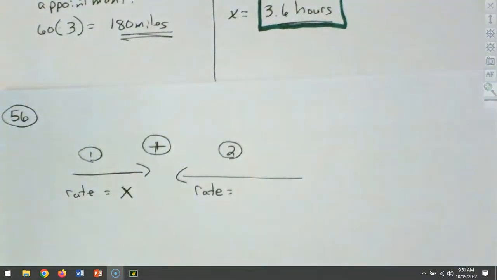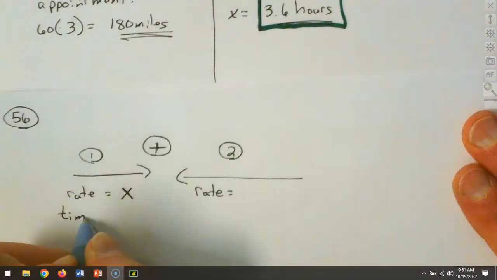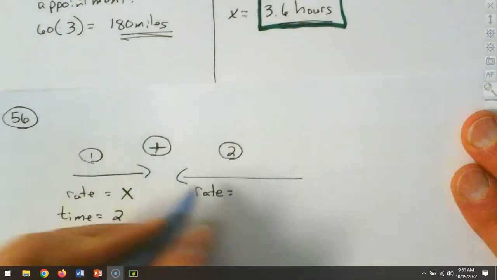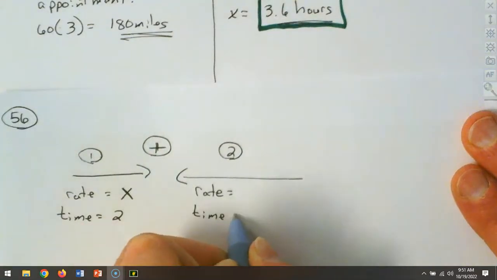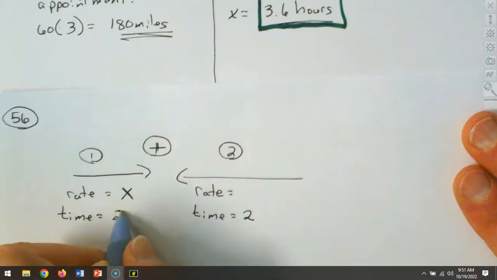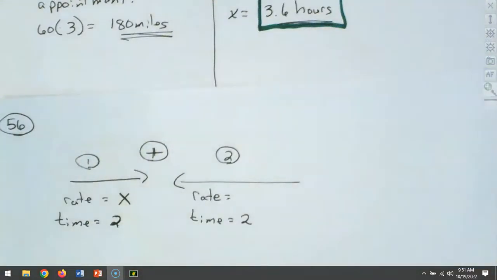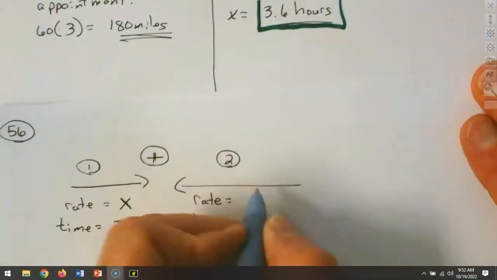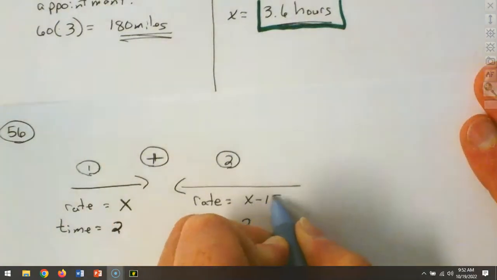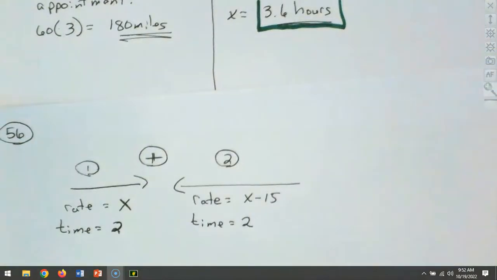So rate of speed is unknown. Now we do know that they pass each other in 2 hours. So that means my time for both of these is going to be what? 2 hours for both of them. Times are the same. So the first car, we don't know how fast they're going, so that's the unknown part. What about the second car? Do we know how fast it's going? No, we don't. But we do know that it's traveling what? 15 kilometers slower. So that's going to be x minus what? 15, because they're traveling slower.